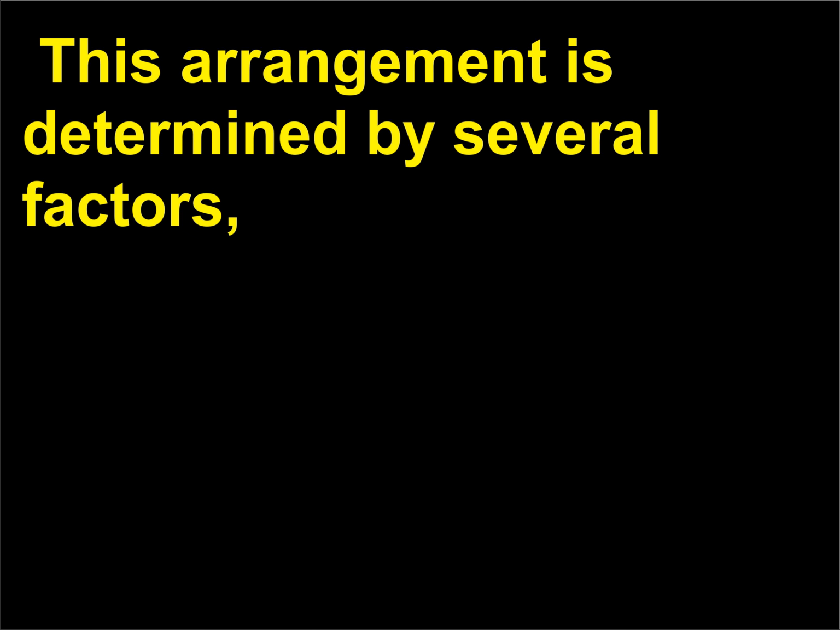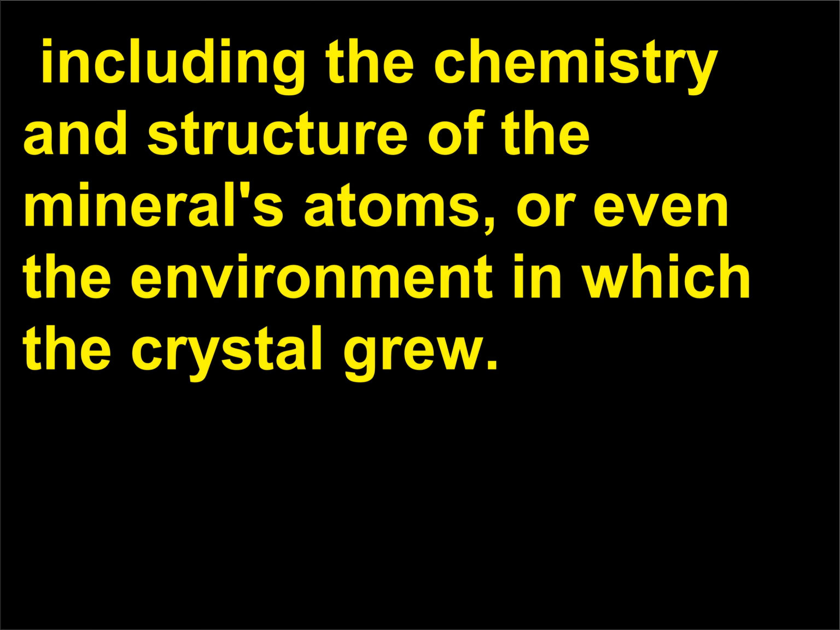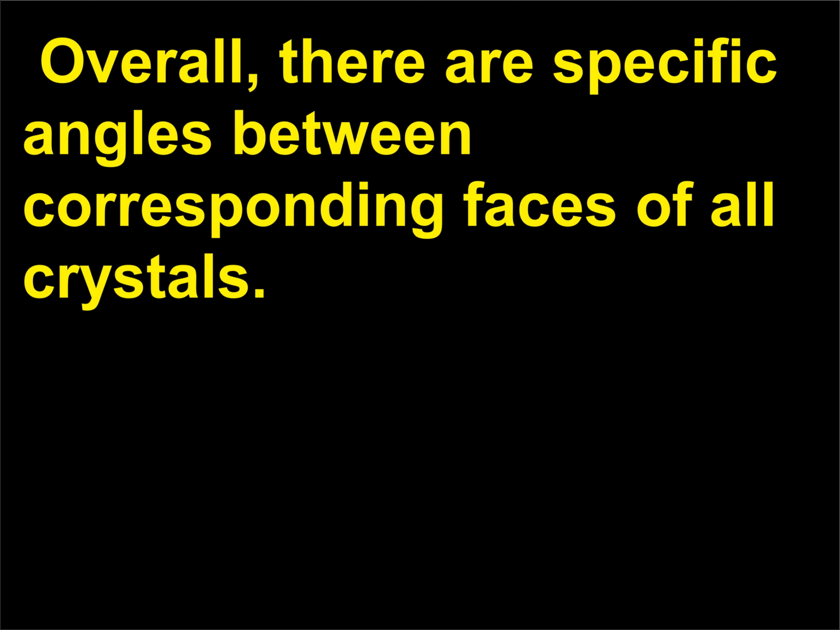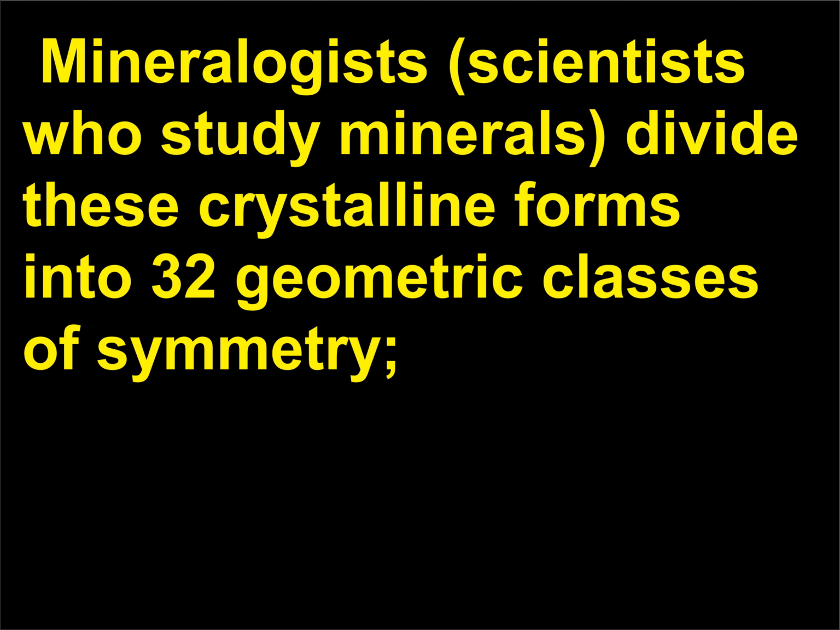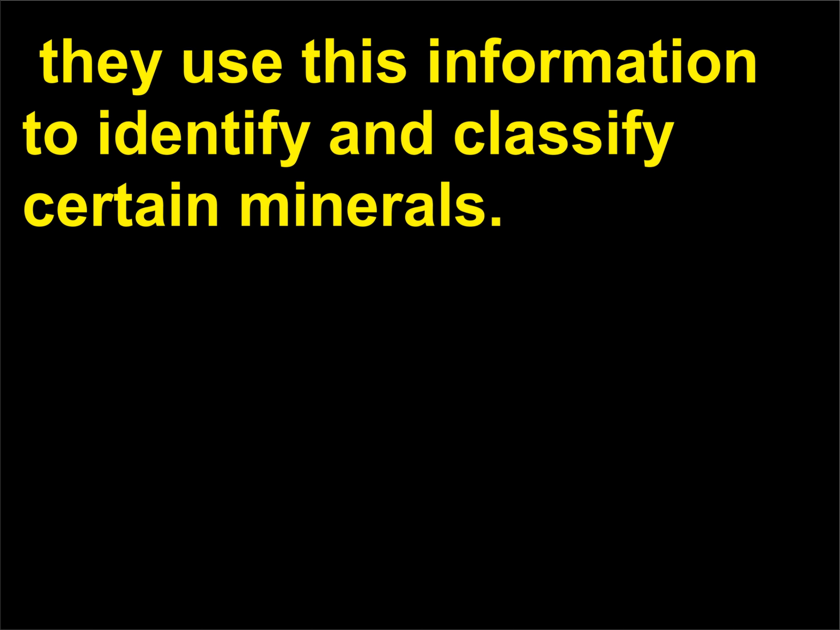This arrangement is determined by several factors, including the chemistry and structure of the mineral's atoms, or even the environment in which the crystal grew. Overall, there are specific angles between corresponding faces of all crystals. Mineralogists, scientists who study minerals, divide these crystalline forms into 32 geometric classes of symmetry. They use this information to identify and classify certain minerals.